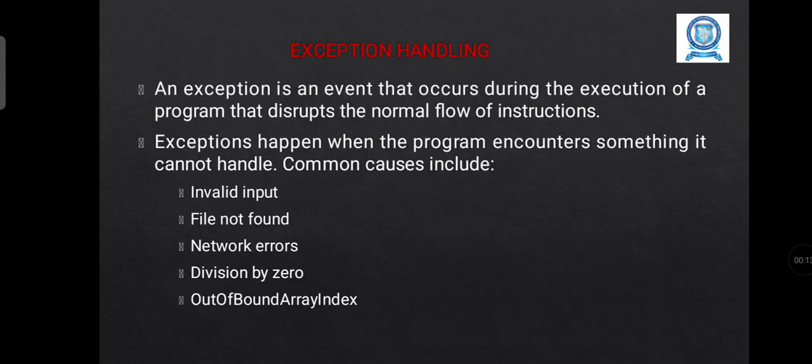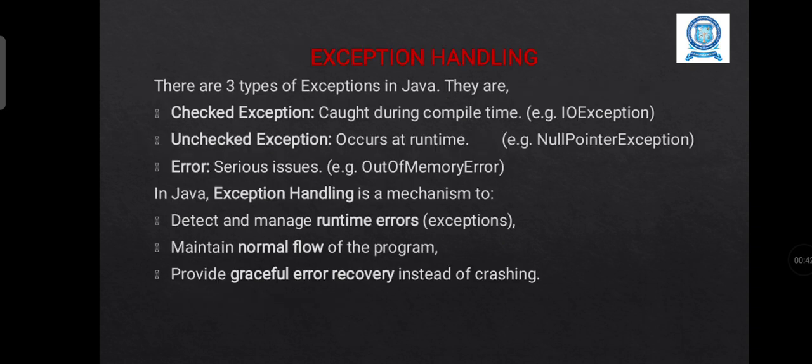Exception. An exception is an unexpected event that occurs during the execution of the program that may interrupt or disrupt the normal flow of instruction execution. Exceptions happen when the program encounters something it cannot handle. Common causes of exception include invalid input, file not found error, network errors, division by zero error, and out of bound array index error.